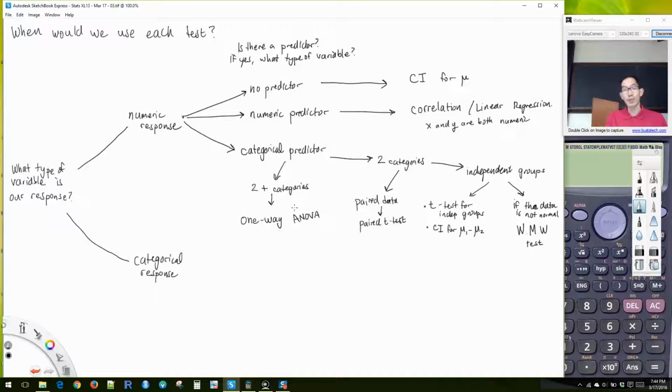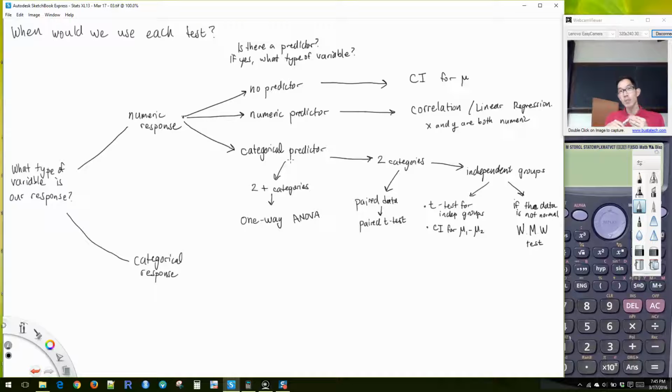And then what about two-way ANOVA? Two-way ANOVA is not going to be covered on the final. That would be a numeric response with multiple categorical predictors. All of these, we're just having one predictor. Two-way ANOVA would be multiple categorical predictors.